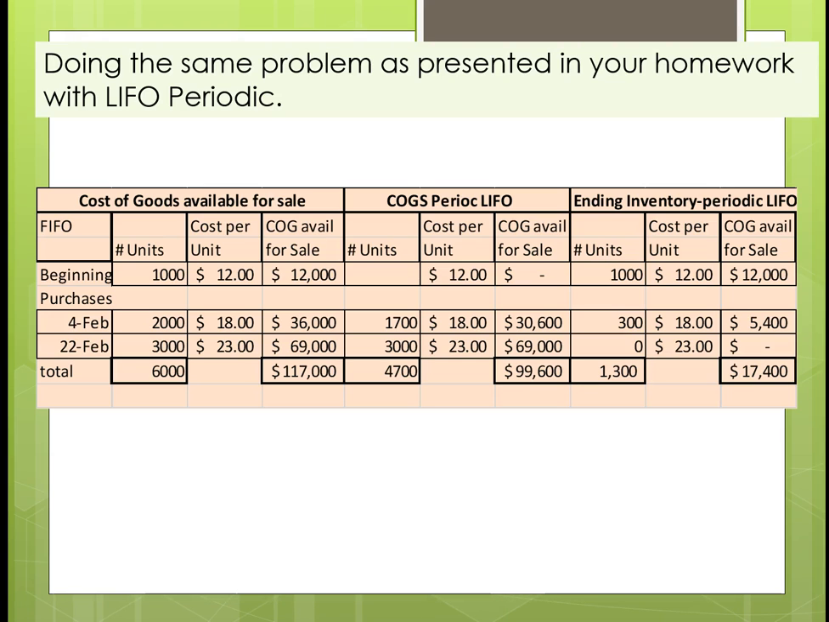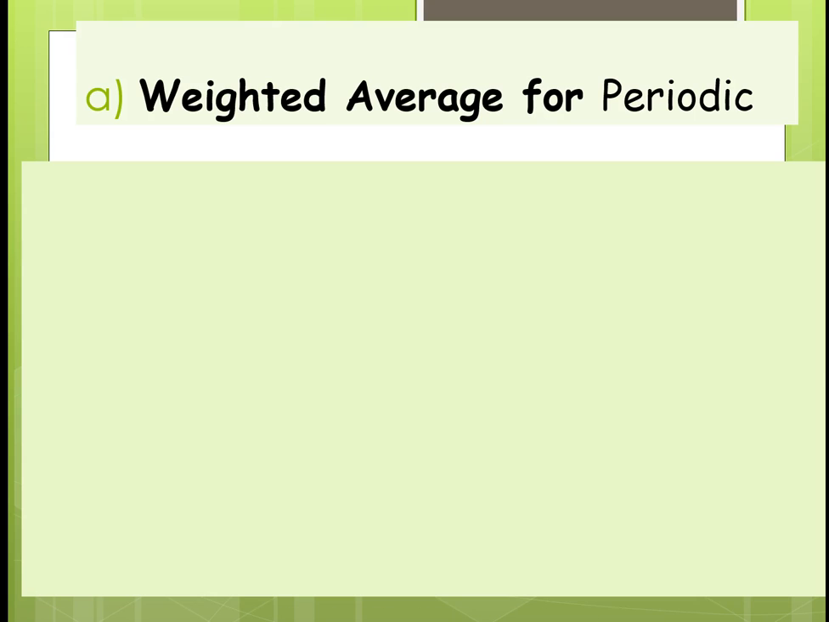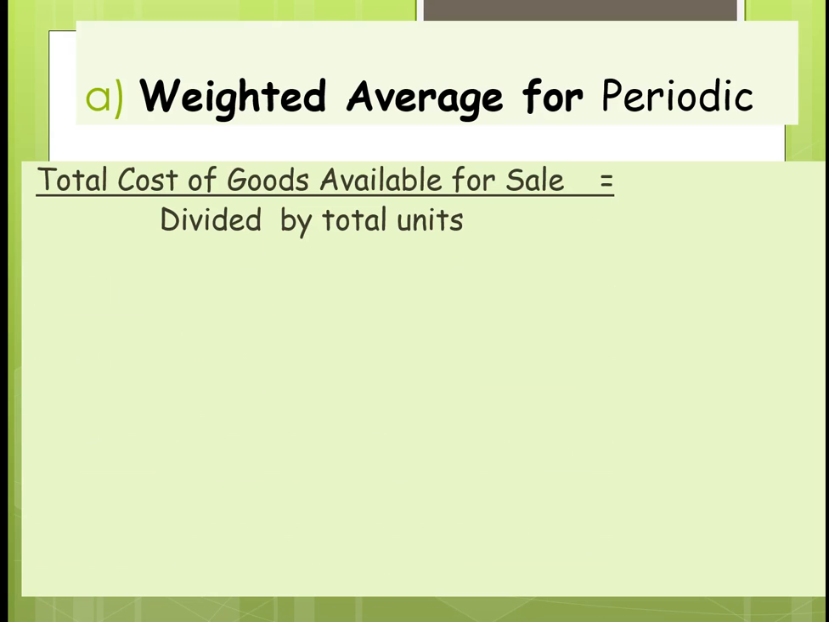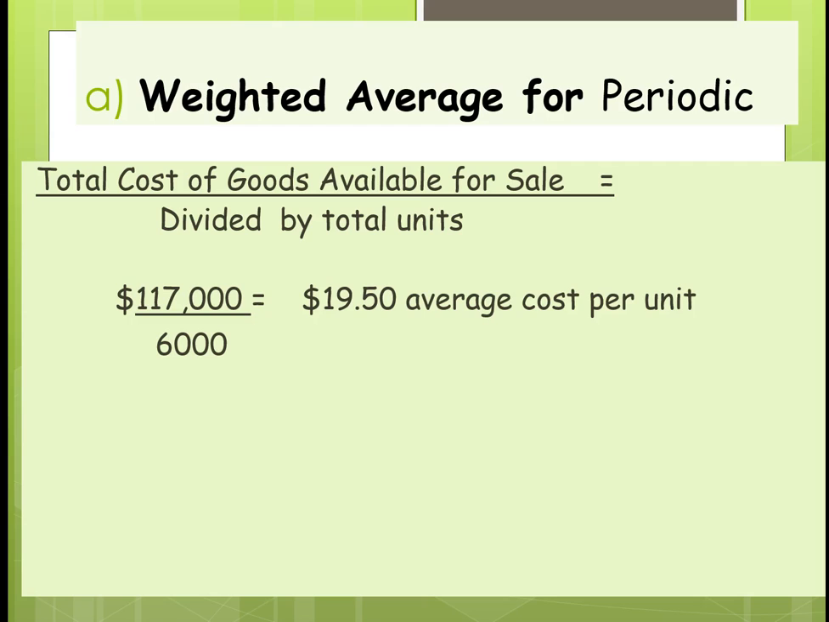Now we're going to do our last one, which is weighted average. This one is really easy under periodic. What we're going to do is we're going to take our total cost of goods available for sale and divide by total units. However, one thing they might trick you on is make sure that you're only going to do your total cost of goods available for sale based on when your last sale was. But of course, in this case, never mind. All sales are assumed. It doesn't matter when things were sold. So in this case, we're 117,000 divided by 6,000 units, which tells us our average cost for the month is $19.50.